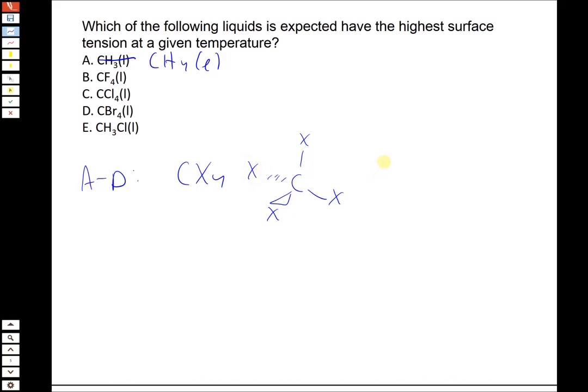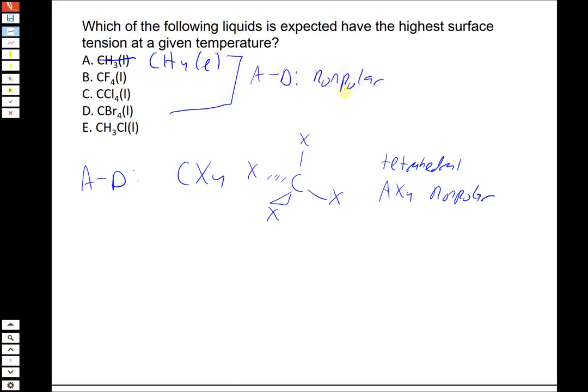So this will be tetrahedral AX4, but because there's no lone pairs on the central atom and because all of the outer atoms are the same, these would all be nonpolar. So all of these first 4 answer choices here, A through D, are going to be nonpolar. So that means they're only going to have London dispersion forces. So if we were comparing A through D, we'd have to figure out which one has the strongest London dispersion forces, which would be the heaviest one, the one that has the most electrons, which makes it the most polarizable. And so for choice A through D, D would be the highest surface tension.